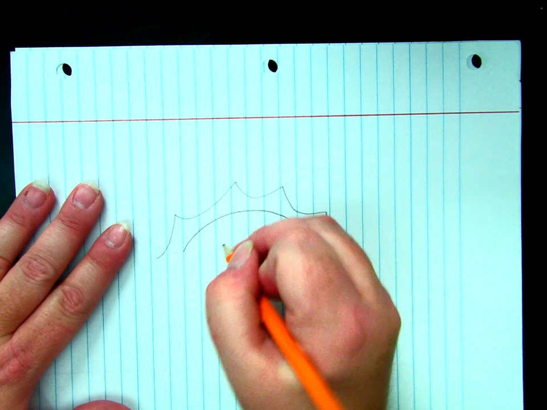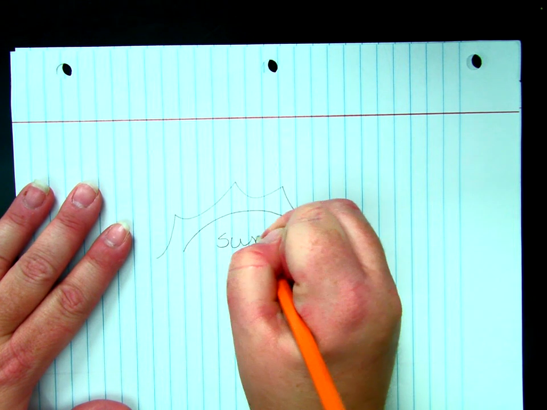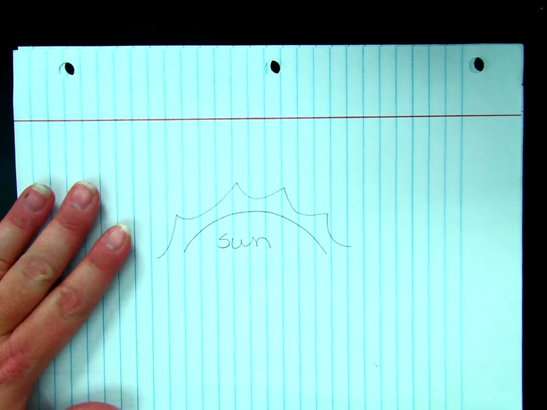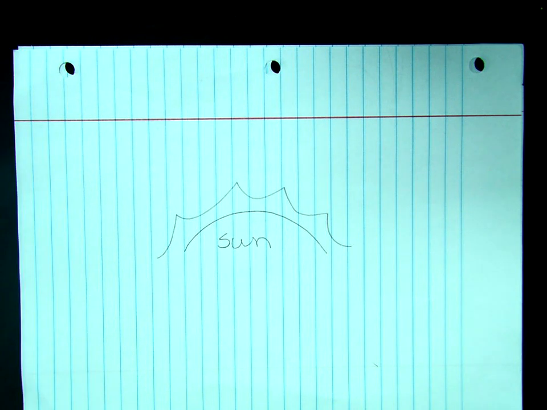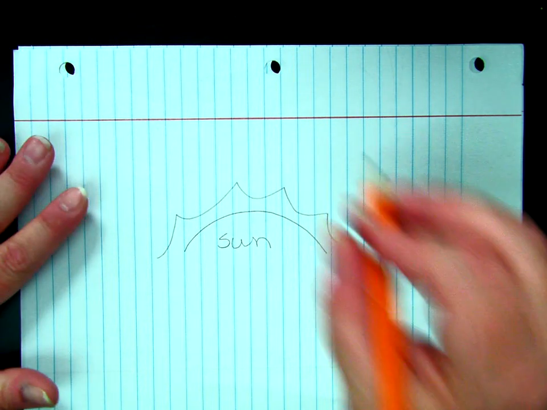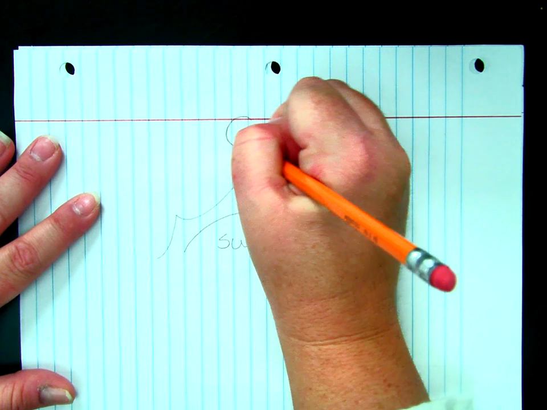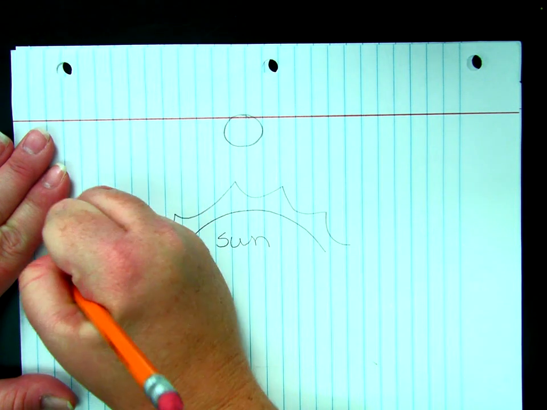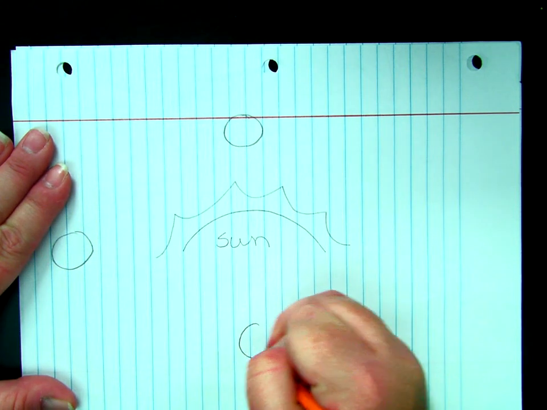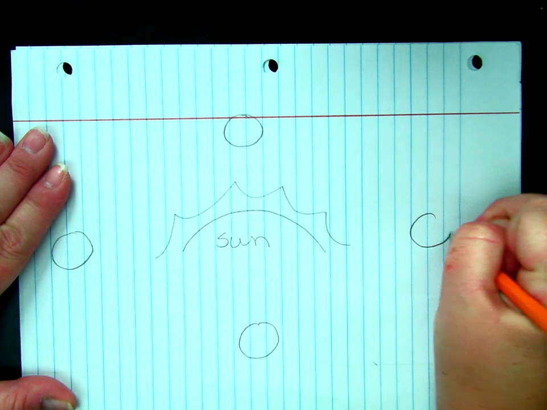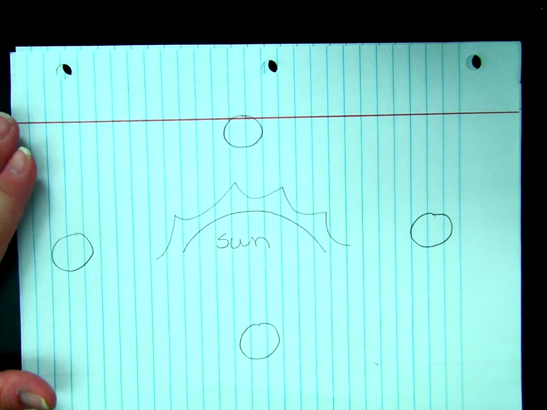Now don't forget, our sun is a star. It's our star, and it's the closest one to us. Now, around our sun, we are going to draw 4 circles. And these are going to be a model of our Earth.